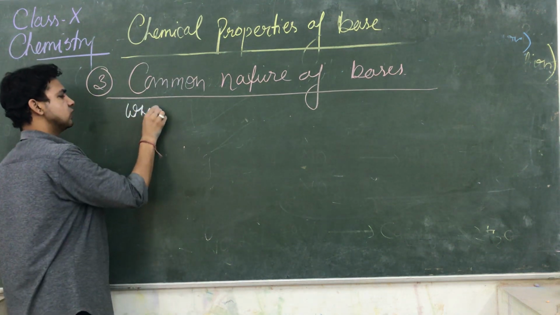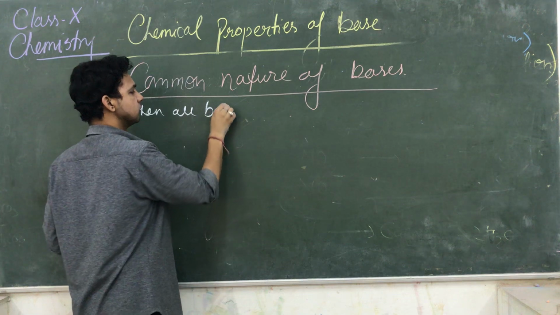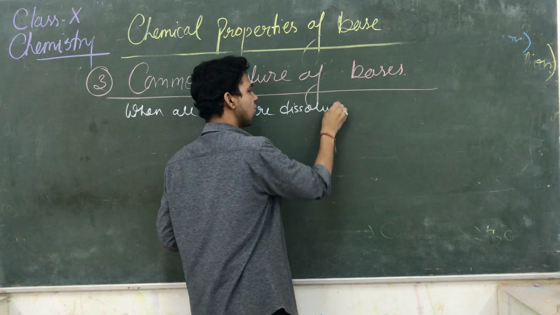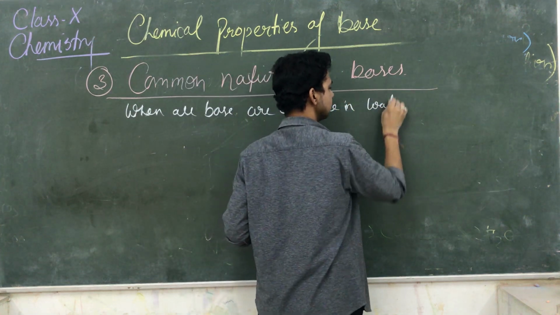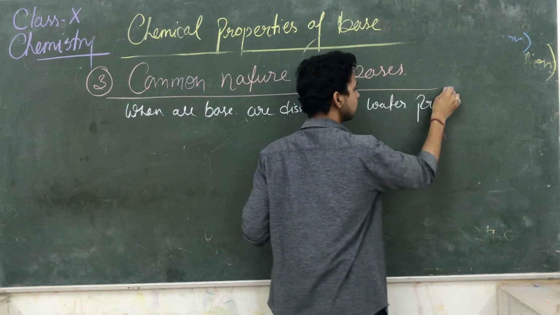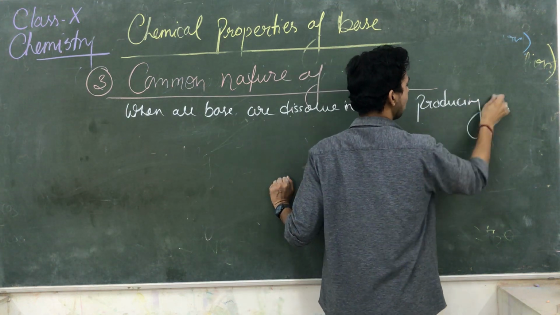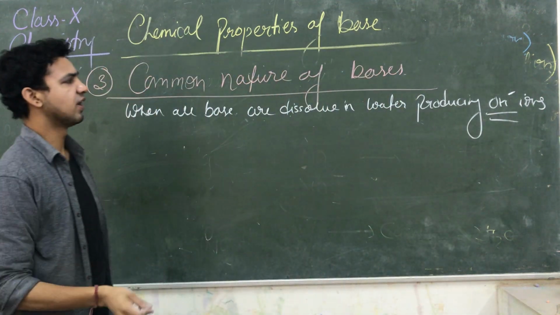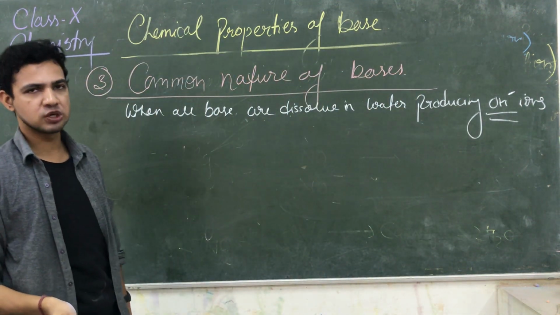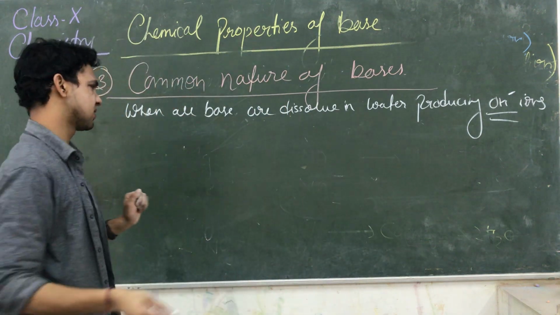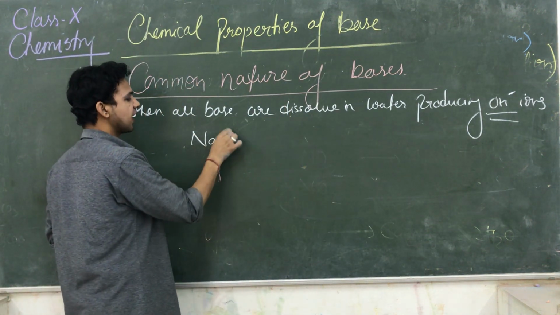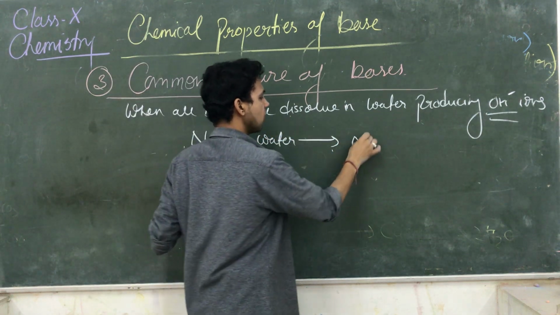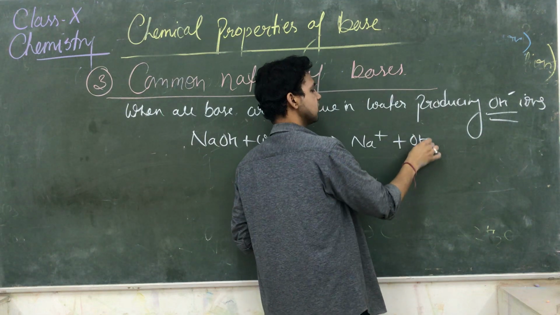When all bases are dissolved in water, producing OH negative ions. That is a common feature of all the bases. When any base is dissolved in water, it gives you an OH negative ion, so that is known as a base. Example: when NaOH is dissolved in water, it gives you Na positive plus OH negative.